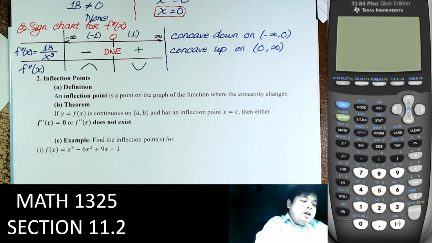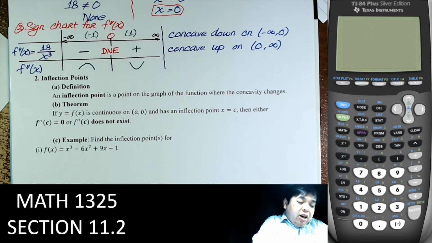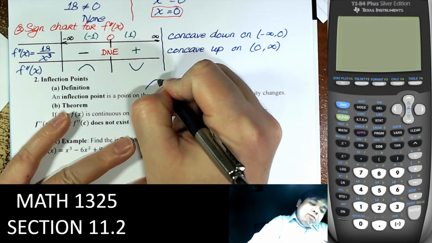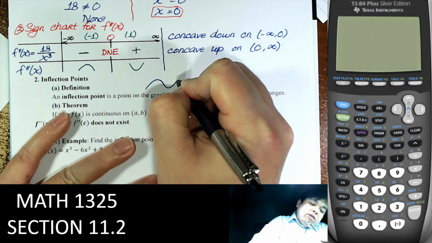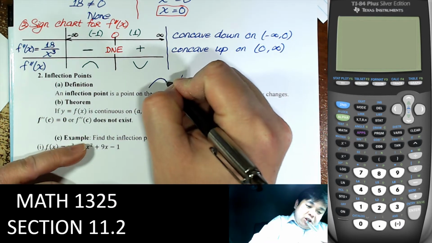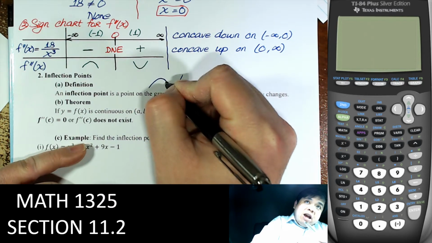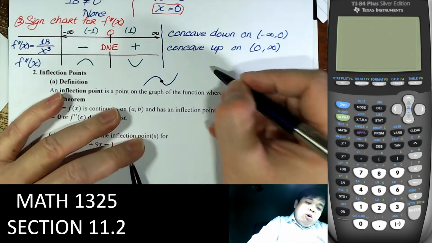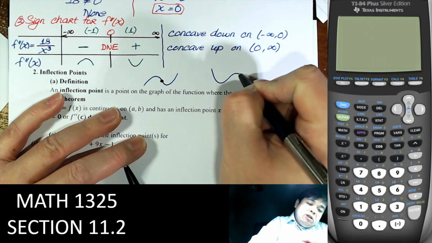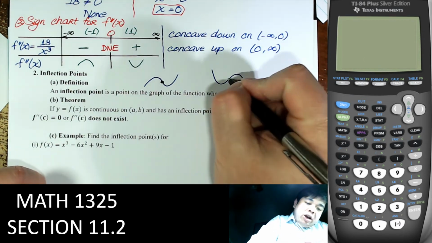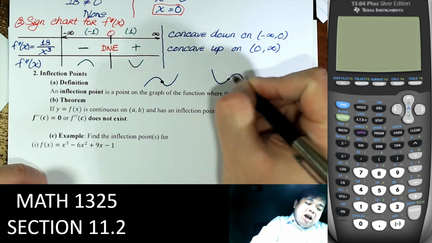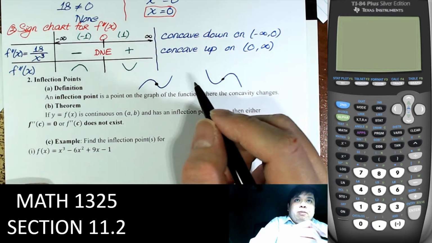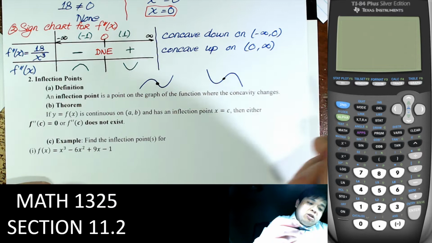Right, next we have inflection points. An inflection point is the point on the graph where the function changes concavity. So we can have from concave down to concave up. There is an inflection point here where it is concave down followed by concave up, or it could be the other way around. An inflection point is where it changes from concave up to concave down, or from concave down to concave up. Those are the inflection points.